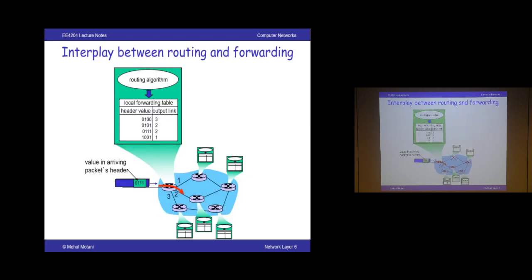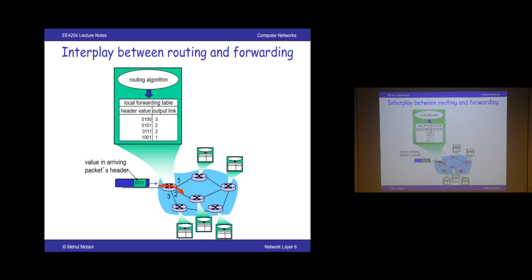And so there's the interplay between routing and forwarding. The forwarding table basically has 2 columns. One column is the destination, and the second column is the output interface I should forward that packet on if the destination is as in the first column. So for example, if the destination is 0100, then forward on output interface 3.